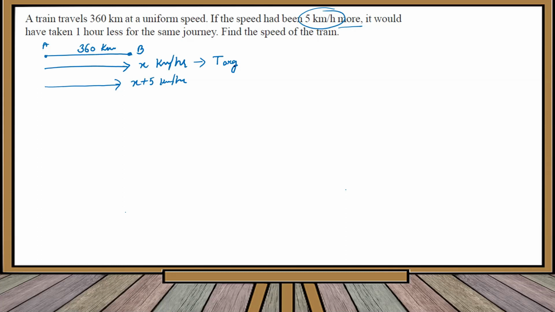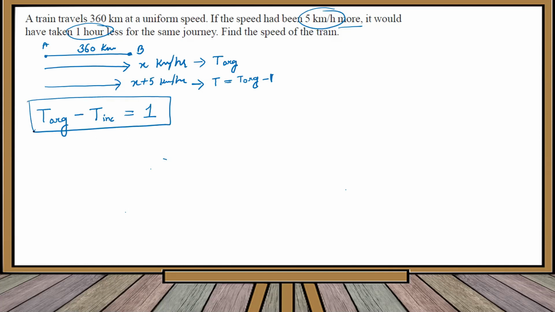But when the speed is increased, we know time taken would be less. How much less is this time taken? It is 1 hour less than the original time. So time taken over here with increased speed will be equal to original time minus 1. Okay, so let us put up this in the equation. Time taken by the train with original speed minus time taken by the train with increased speed is equal to 1.